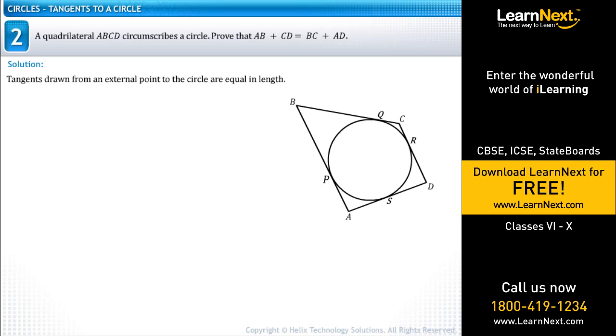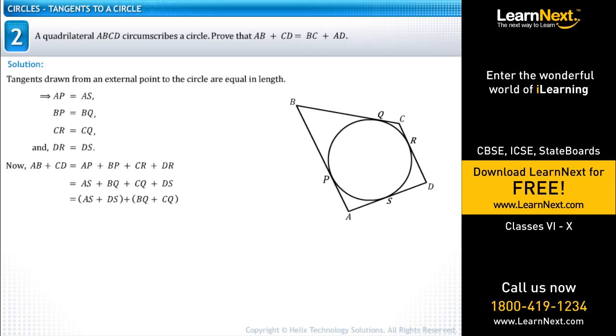Now, tangents drawn from an external point to the circle are equal in length. This implies AP is equal to AS, since they are drawn from an external point A. Similarly, BP is equal to BQ, CR is equal to CQ, and DR is equal to DS. Now, AB plus CD can be expressed as shown. Now substituting the values of AP, BP, CR and DR, we get AD plus BC. Thus, AB plus CD is equal to AD plus BC.